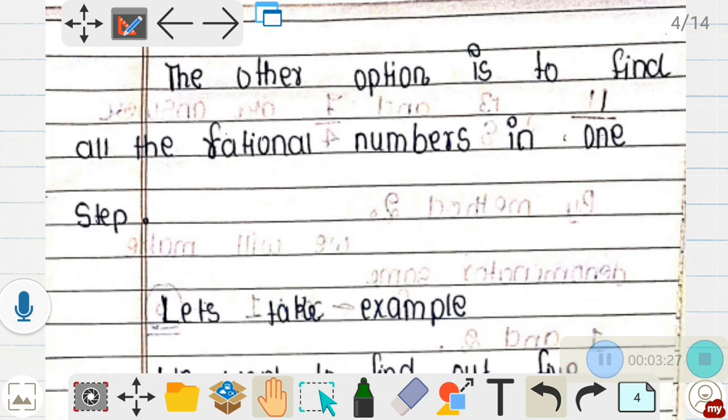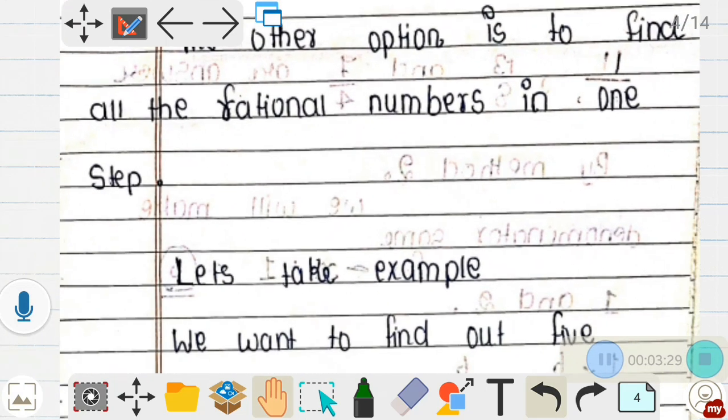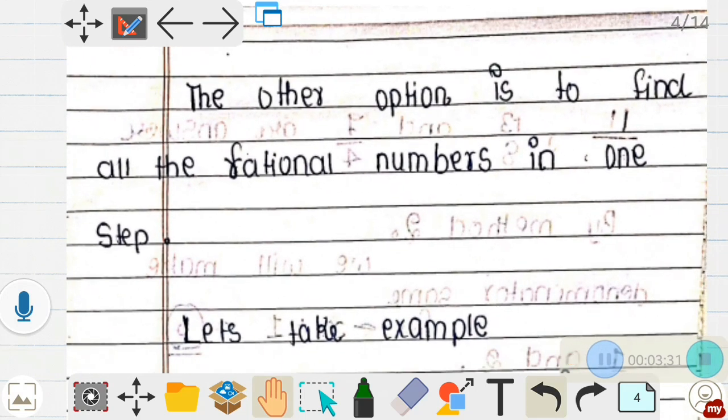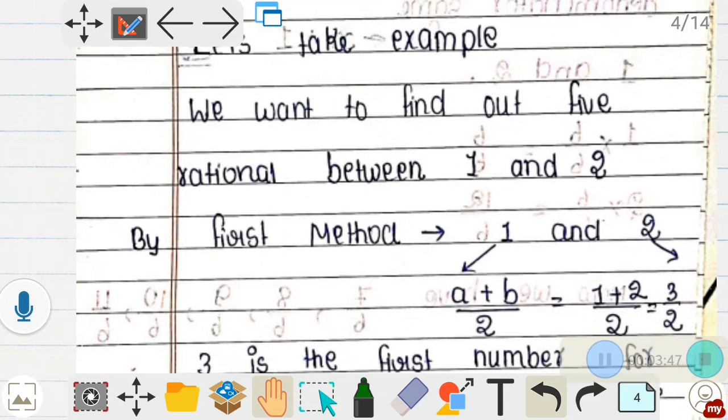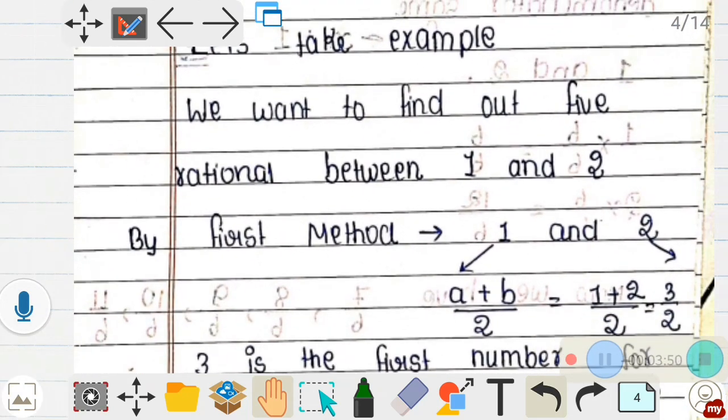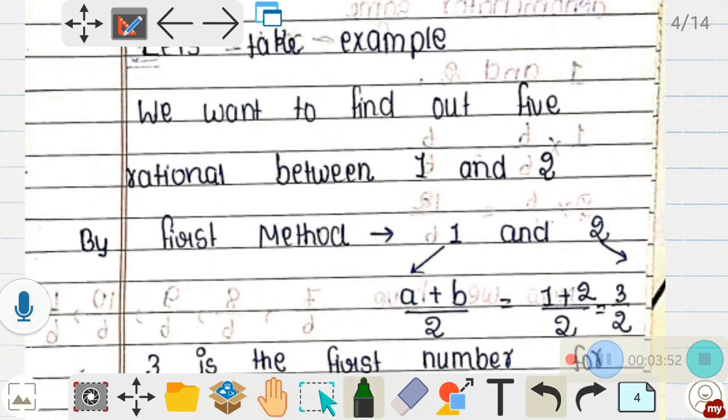So let's look at our second method. If we want to find a lot of numbers between two numbers, then this method turns out to be too long for us. So another method is also given. We will discuss that method also in our video. So let's take an example.